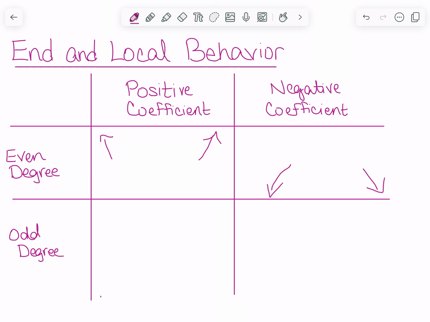For an odd degree with a positive coefficient, we have the left side going off to negative infinity and the right side going off to positive infinity. For an odd degree with a negative coefficient, it will be the opposite. The left side will go up to positive infinity, and the right side will go down to negative infinity. So as long as we can figure out if the degree is even or odd, and if the coefficient is positive or negative, we can figure out what's happening on these extreme ends of the graph.